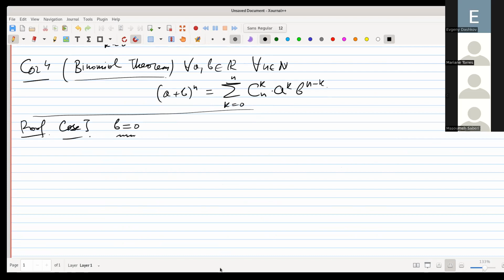If B is 0, then (A plus B) to the power n is what? It is just A to the power n. Do you agree? Yes. On the other hand, we have A to the power k, and here we have B to the power n minus k. And B is 0, so it is 0. 0 to some power is 0 always, except just one case. Which one?